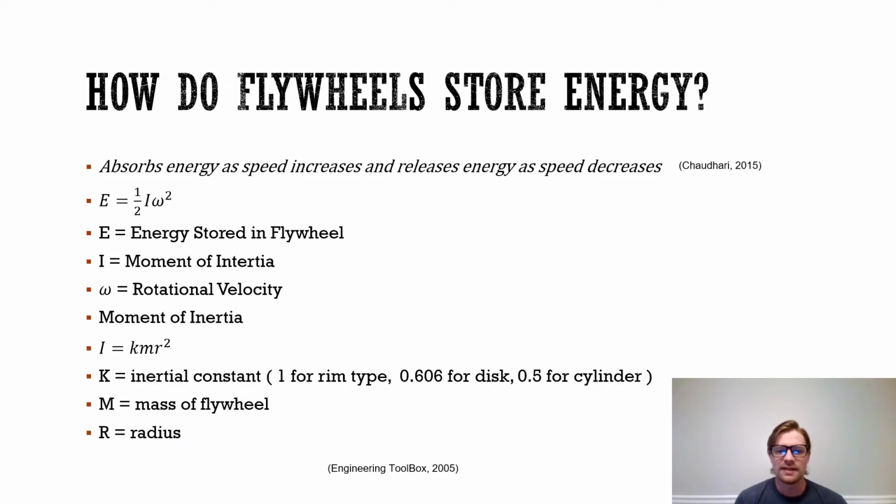Now, moment of inertia is just a measurement of how much that flywheel wants to stay in motion. It's a quantifiable way to measure the inertia. It is composed of an inertial constant, which is based on the geometry or shape of the flywheel. If it's a rim type like we saw before, the constant is 1. For a cylinder, it's 0.5, and for a disk, it's 0.606. Typically, these large-scale installations are a cylinder. M is the mass, which is weight on Earth, and radius is the distance from the center to the outside. These flywheels have to be quite large radius, high-speed devices to store a lot of energy.